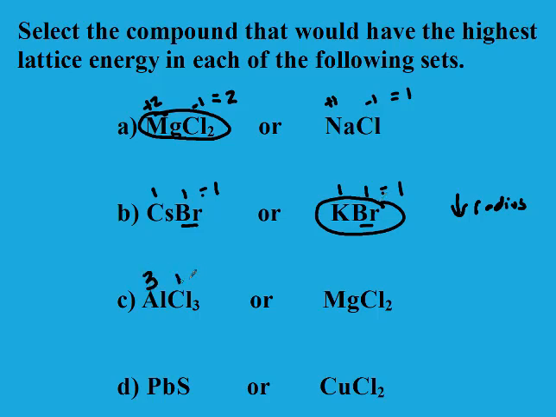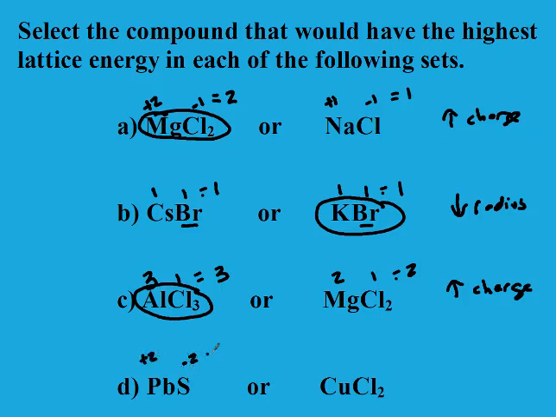For C, aluminum had a greater charge than magnesium, so it had the higher lattice energy. And for the last one, we didn't know the charge of lead, but we could figure it out by knowing that sulfur is a -2, so lead must have been a +2. Copper, we didn't know, but we knew chlorine was a -1 and there was 2, so copper had to be at +2. So based on that, PbS had the higher charge.